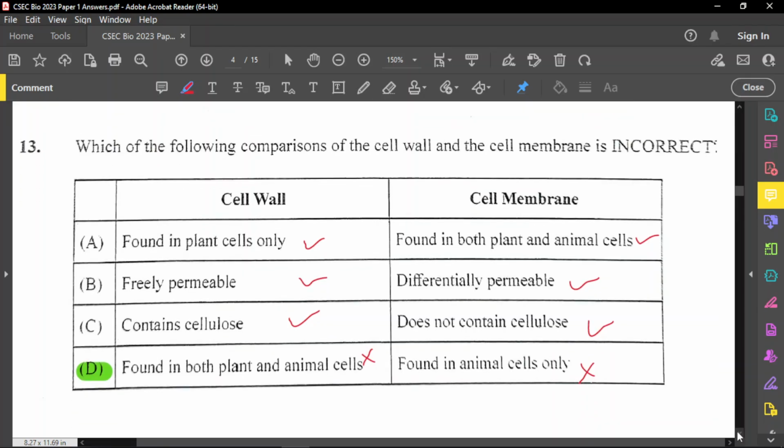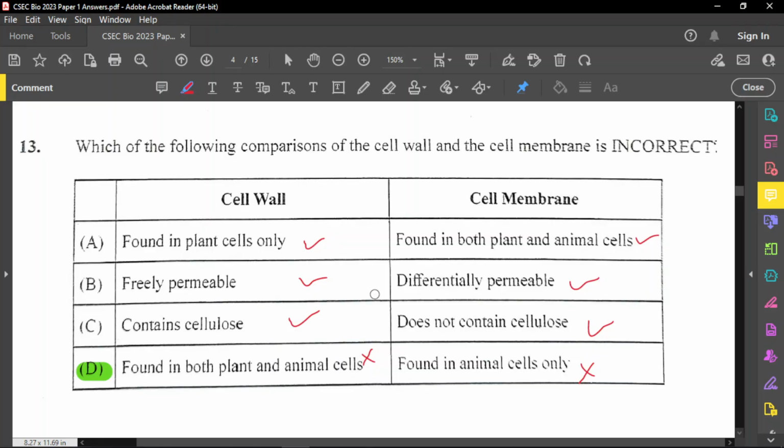All right. Question number 13 is which of the following comparisons of the cell wall and cell membrane is incorrect? And so the cell wall is found in plant cells only. And this is a comparison between plants and animals. Technically, it's not only plant cells that have a cell wall. I should make a note of that as well, because the truth is, cell wall is also found in some bacteria too, right? Just to make a mention.